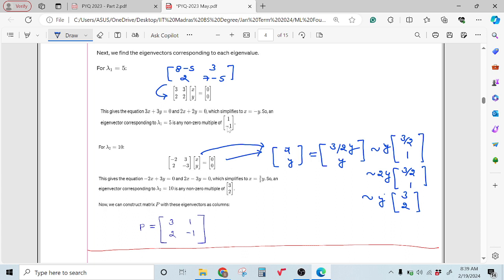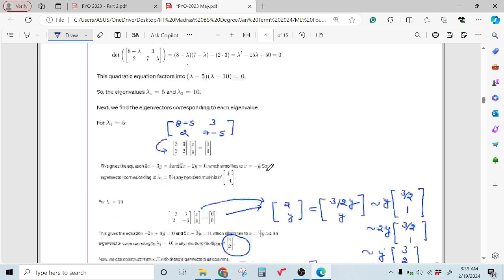So now we can construct matrix P with these eigenvectors as columns. So (3, 2) and for this (1, minus 1), so we will add this. So our final answer is 3, 2, 1, minus 1. So this is our correct answer.